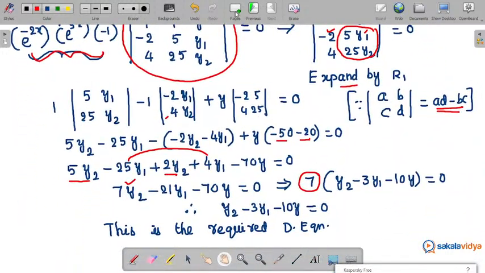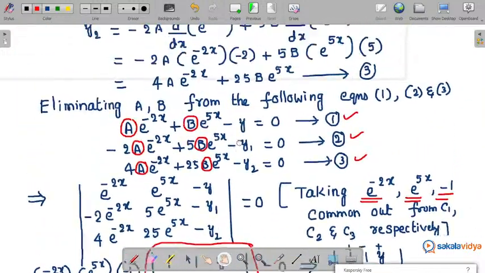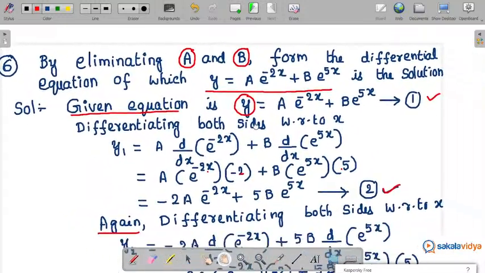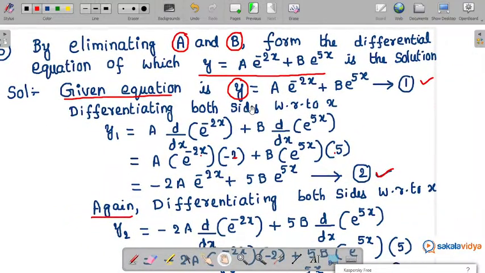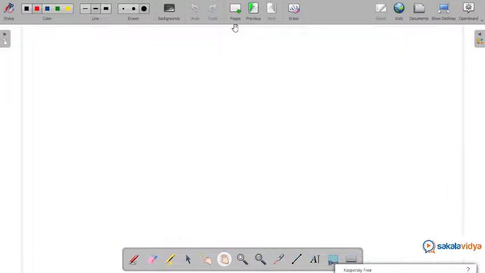Right, let us move to the next question. So what is our next question number? This is actually the 6th question, so let us move to the 7th question now. Let us try to solve the 7th question.